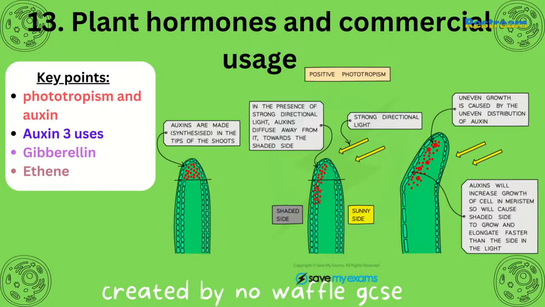So, what it does physically, as the auxin moves backwards, is it promotes cell elongation. So, that's the key thing you need to know. How does auxin work? It promotes cell elongation.